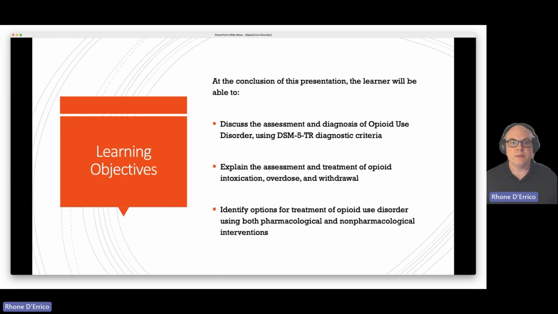The goals are that at the conclusion of this presentation, the learner will be able to discuss the assessment and diagnosis of opioid use disorder using those DSM-5 text revision criteria, explain the assessment and some treatment options of opioid intoxication, overdose, and withdrawal, and identify some options for the treatment of opioid use disorder using both pharmacological and non-pharmacological interventions.